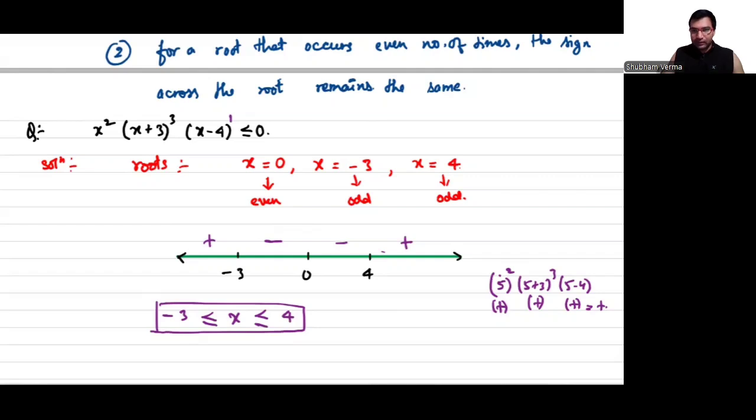So let me take that case as well. If you have x square, x plus 3 whole cube, x minus 4 is just less than 0, then in that case, what would have been the answer? In that case, x will belong to, from where to where? Minus 3 to 0, union 0 to 4, because 4 is not inclusive, isn't it? Yes. So I hope this is clear to you. Let's try one more question that will make it more clear.